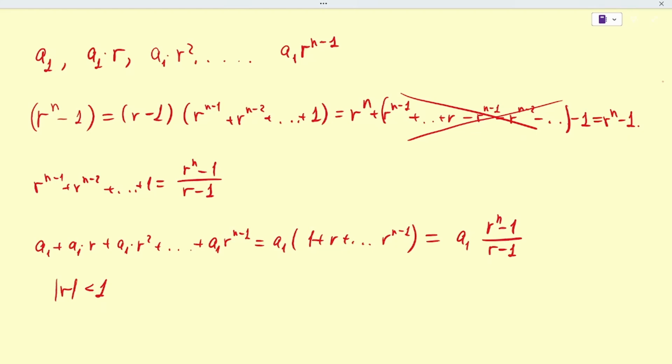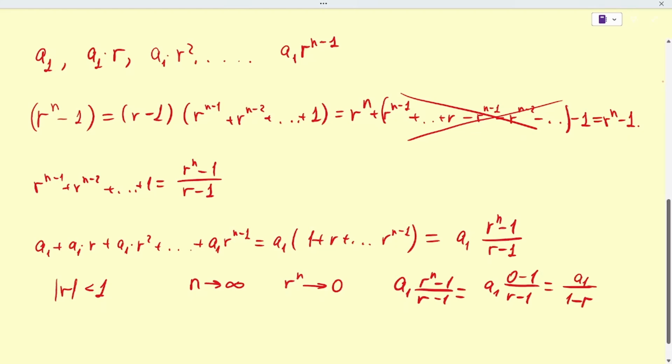if the absolute value of r is less than 1, when n goes to infinity, r to the n goes to 0, because the absolute value of r will be very small and this will be very close to 0. So then we can write a1 times r to the n minus 1 divided by r minus 1 as a1 times 0 minus 1 divided by r minus 1. And this can be written as a1 divided by 1 minus r. In most cases, in Olympiads or regular questions, we may need this formula about infinite geometric series.